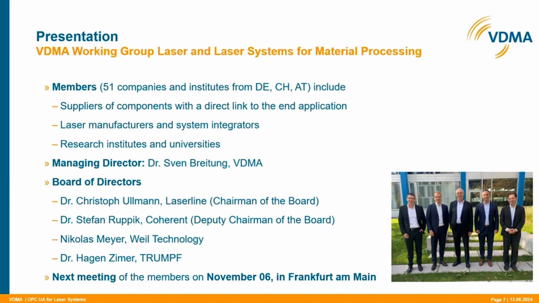Networking is one of the essential parts of the association. The members are meeting twice per year. The next meeting of the members will take place in Frankfurt am Main on November the 6th at the VDMA. In May 2025, we will also meet again at Weil Technology.